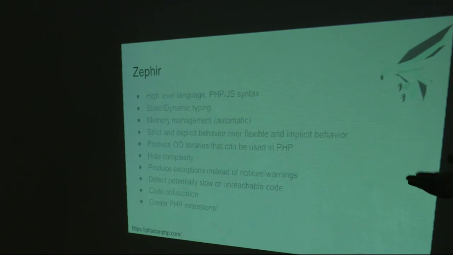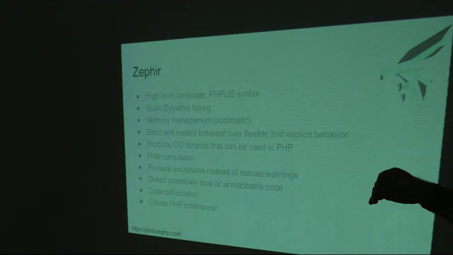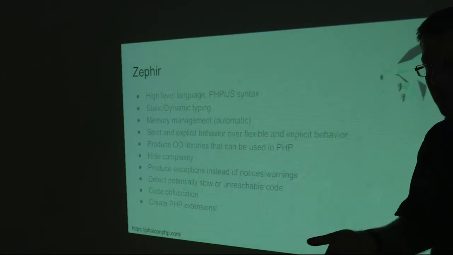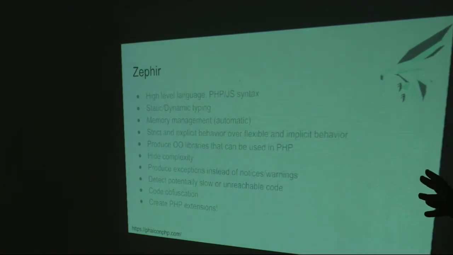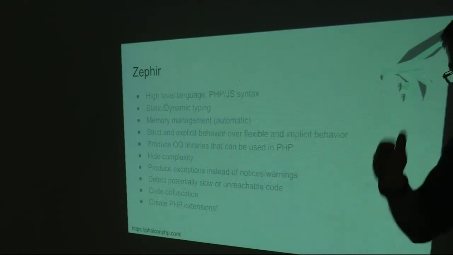You can produce object-oriented libraries that can be used in PHP. You can hide complexity. You can even compile your whole code in Zephyr and just load it as a module. You can have some sort of obfuscation if you want to. It produces exceptions instead of notices or warnings, and it can detect potentially slow and unreachable code. As I said, code obfuscation, and you can create libraries.